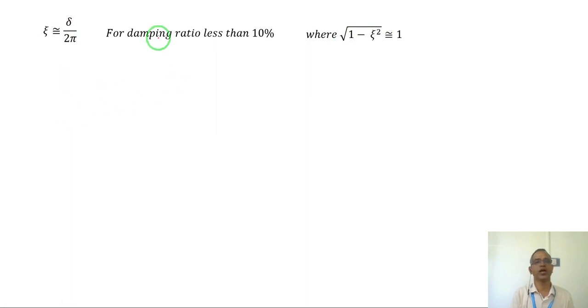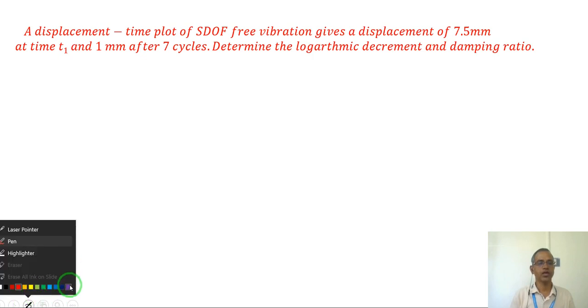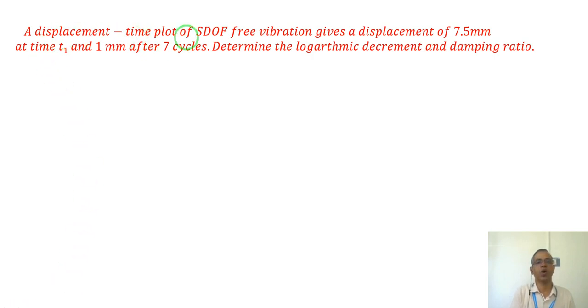So let us look at one numerical on this logarithmic decrement, how to find the damping ratio in a given system. Here is a displacement time plot of a single degree of freedom system. Free vibration gives a displacement of 7.5 millimeter at time t1 and 1 millimeter after 7 cycles. Determine the logarithmic decrement and damping ratio.